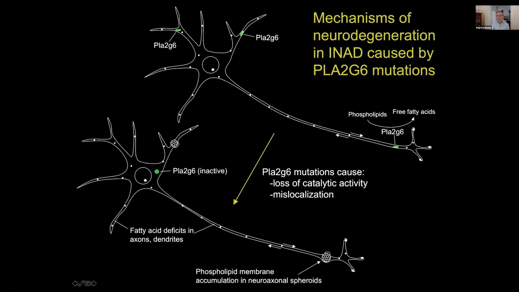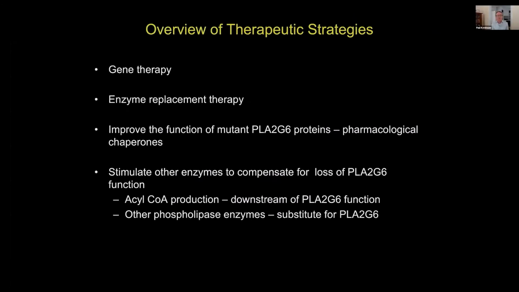And while this may be primarily a loss of homeostatic function, it's also quite possible that this enzyme plays a role in transport, that there's a huge amount of transport back and forth between the cell body and axonal processes, synaptic terminals. And so the role of the enzyme in these transport processes is also quite possible.